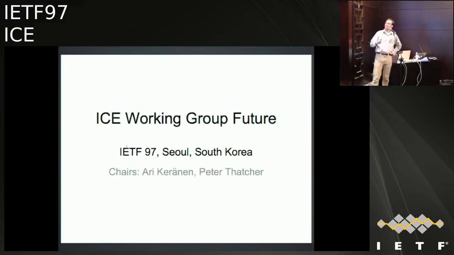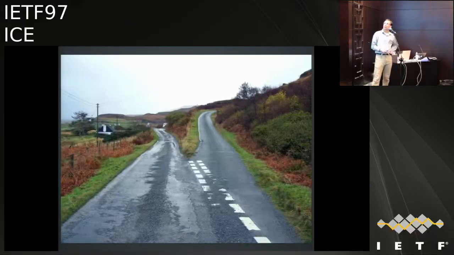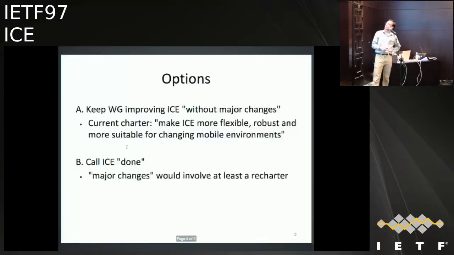There are two paths on the road. Which one shall we take? You get to choose which one goes with which picture or road in the picture. So the two options we have are A, we continue working on extensions to ICE. Our charter currently says without major changes. Or B, we say ICE is done, and anything that we would want to do in the future would involve major changes, and so we would need to at least do a recharter. Those are the two roads.